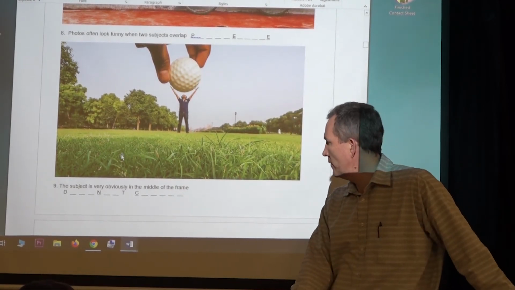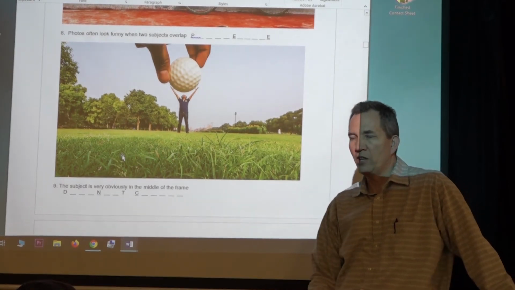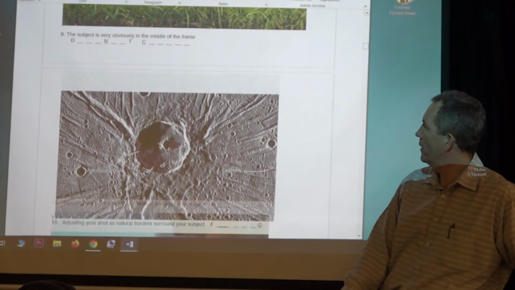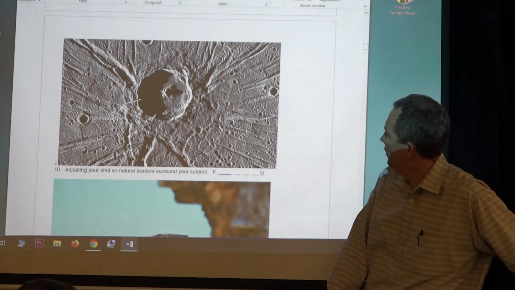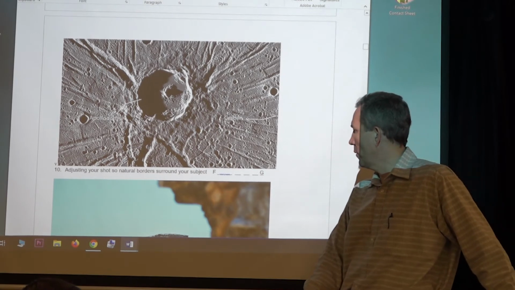Okay, now the subject is very obviously in the middle of the frame, breaking the rule of thirds, and it's called dominant center. Shaquille O'Neal, Rudy Gobert, dominant center. Good. Adjusting your shot so natural borders surround your subject.